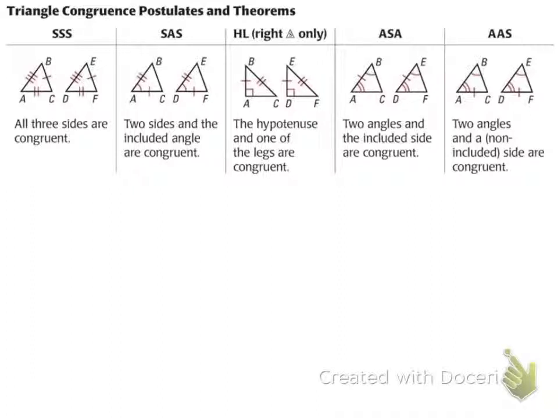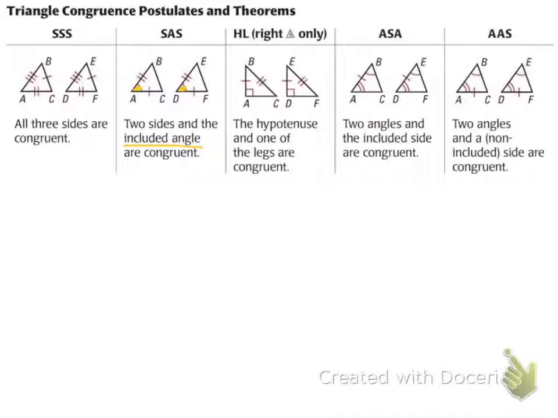We have side, angle, side. That's 2 sides and the included angle are congruent, and the important part about that is the included. Notice that it's angle A and angle D. Those angles are between the 2 sides, where the 2 sides meet. That makes it side, angle, side.